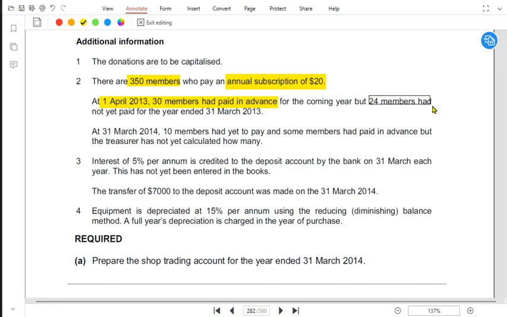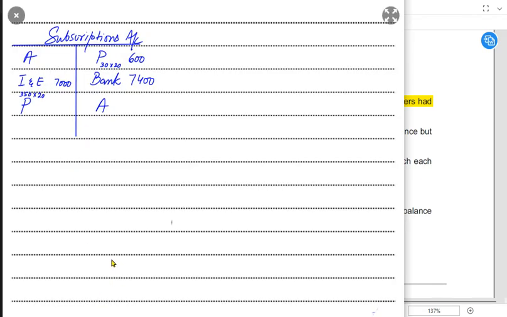It is saying, but 24 members had not yet paid. Not yet paid means it's an accrued income. So instead of writing accrued and prepaid, we are going to write balance BD and balance CD. 24 members had not yet paid. This means it's an accrued income, and accrued income is basically an asset for the business. Now the opening balance for an asset would come on the debit side, and the closing balance must come on the opposite side.